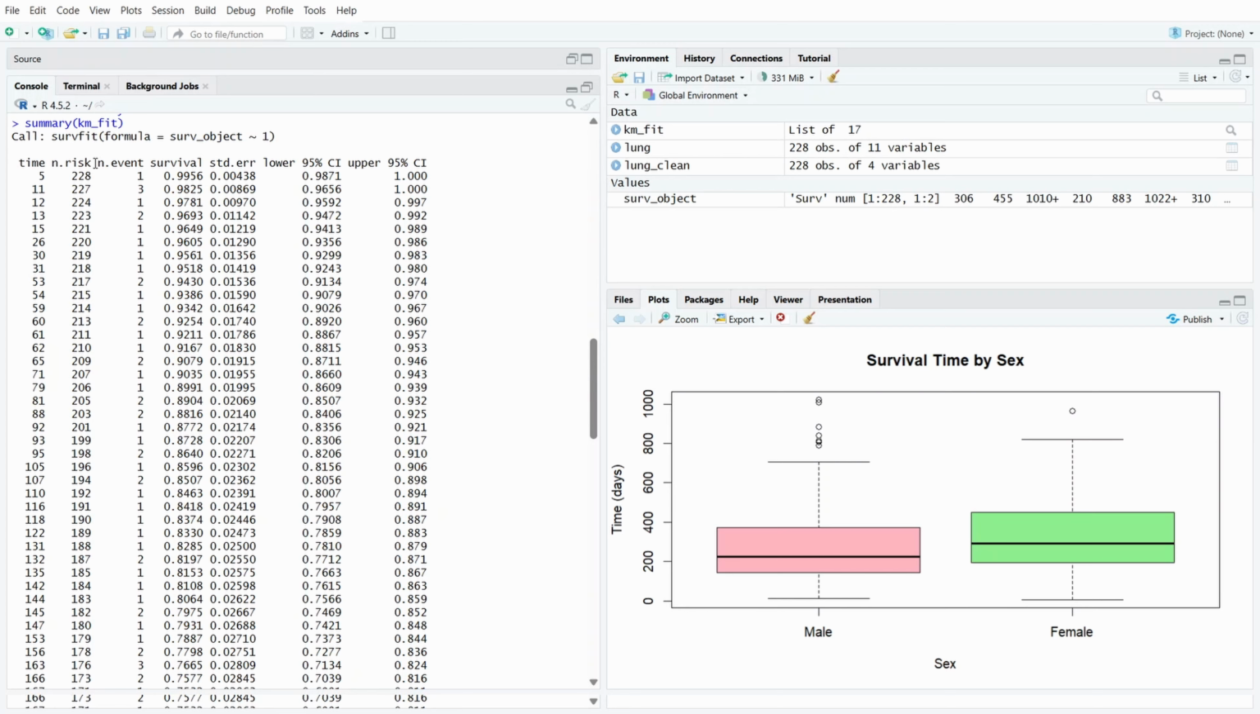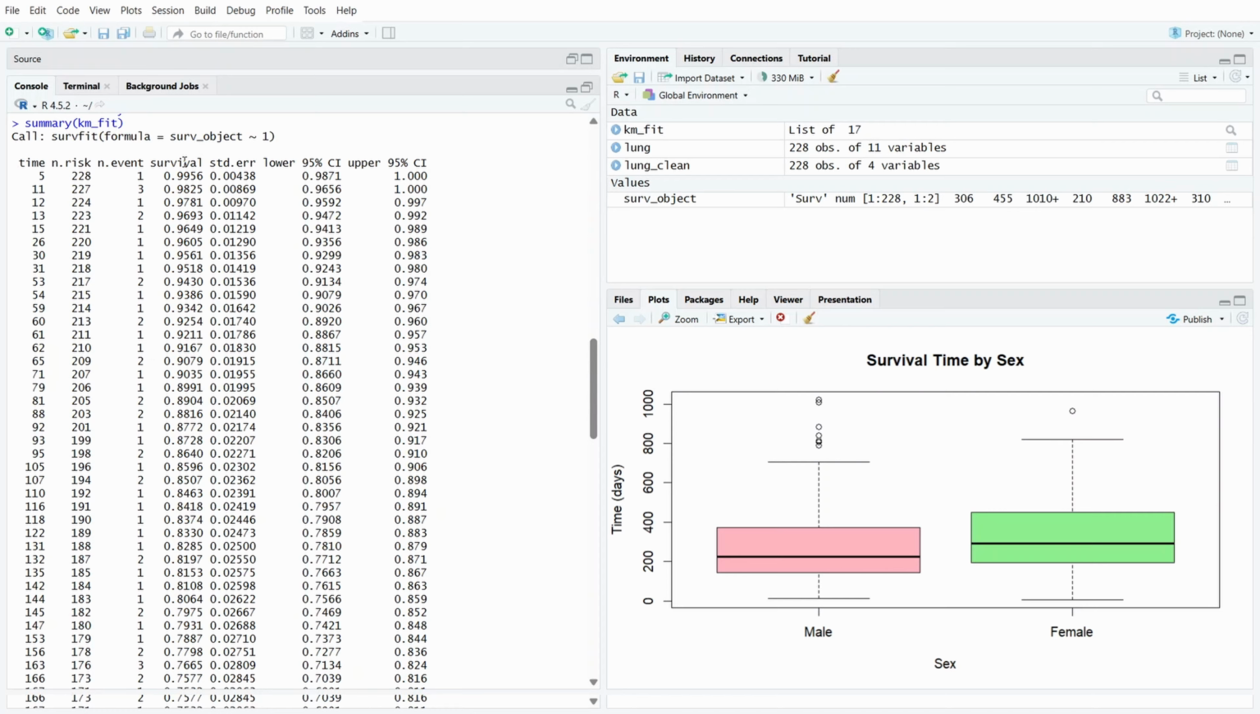The n.risk column tells us how many patients were still at risk just before that time point, meaning they were still being followed and had not yet experienced the event. Next, n.event shows how many events occurred at that specific time. For example, early on at day 5, there's just one event. But at some time points, like day 11 or 163, we see multiple events happening together.